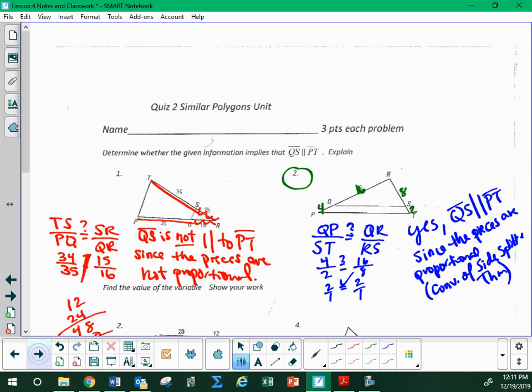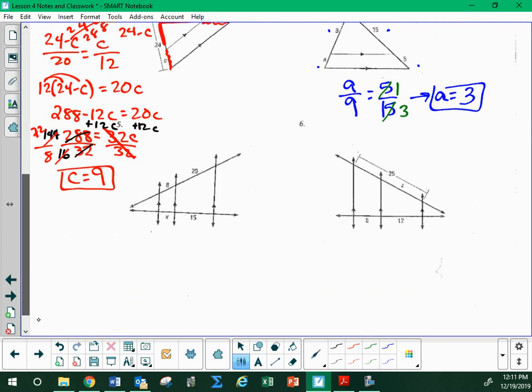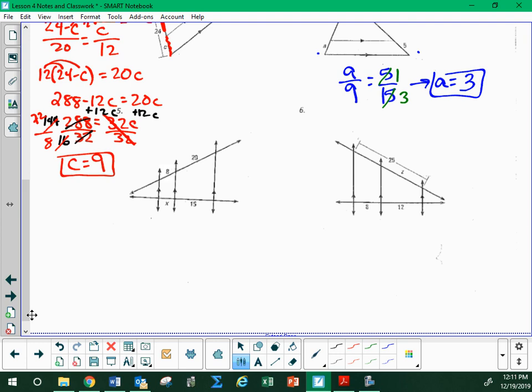So let's go take a look at our classwork again. Let's do number 6. I changed my mind. Let's do number 5. Number 5. Because it's dealing with just the pieces, then we'll take a look at 6 first.